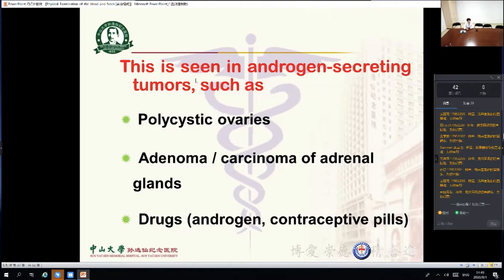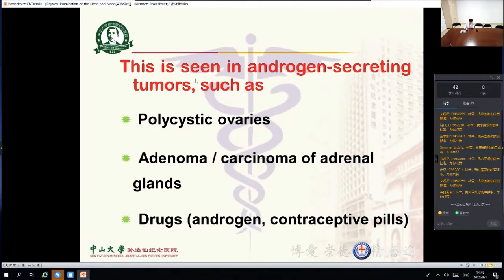And also, this can be seen in the androgen-secreting tumors, such as the polycystic ovaries, 多囊卵巢, and then also the adenoma or carcinoma of the adrenal glands, 肾上腺癌或者腺瘤, can have the excessive androgen secreting. Also, the drugs from outside the body, like the androgen contraceptive pills.